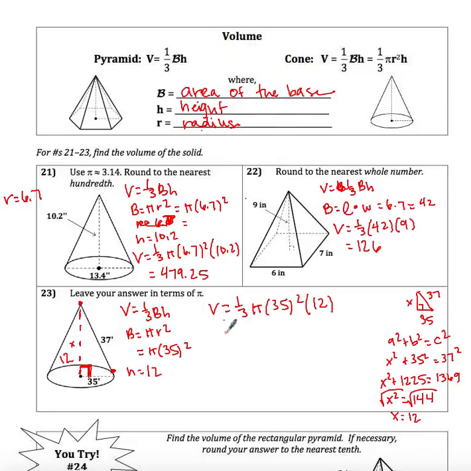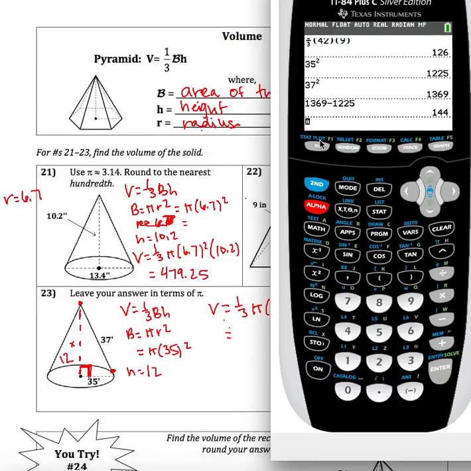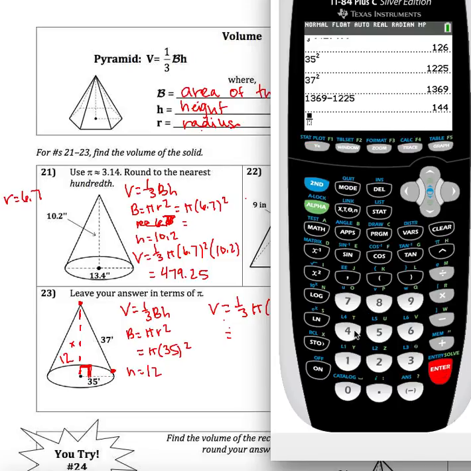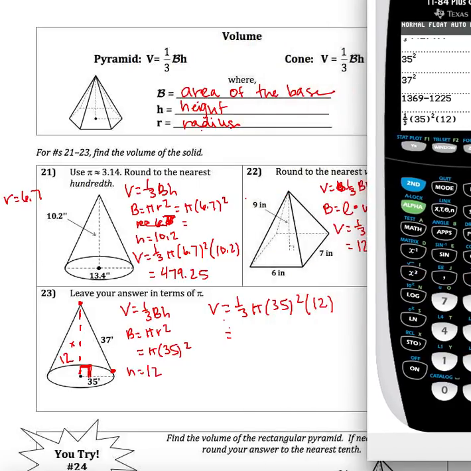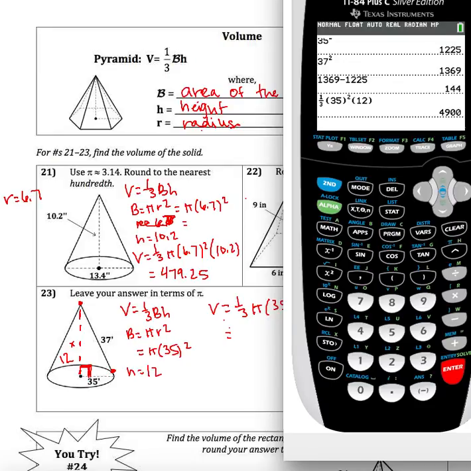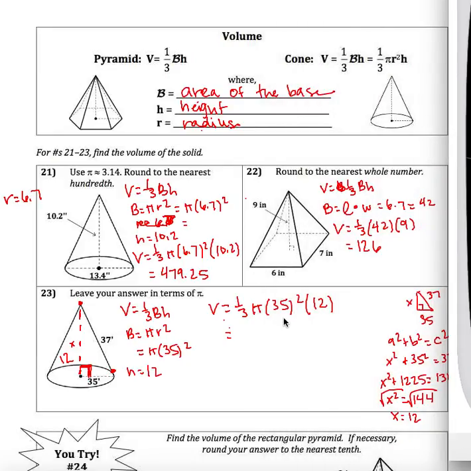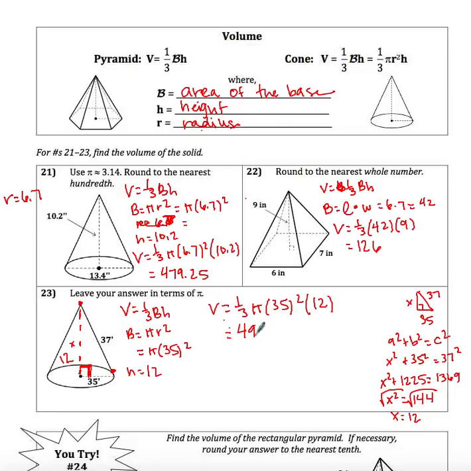The question tells me to leave it in terms of pi, which means I just need to plug in the numbers that I have. So I'm going to do y equals, to get my fraction, I'm going to do 1/3, multiply it by 35 squared, and then multiply it by 12. When you do that, that gives you 4,900. I didn't put that pi in there, so it'd be 4,900 pi.